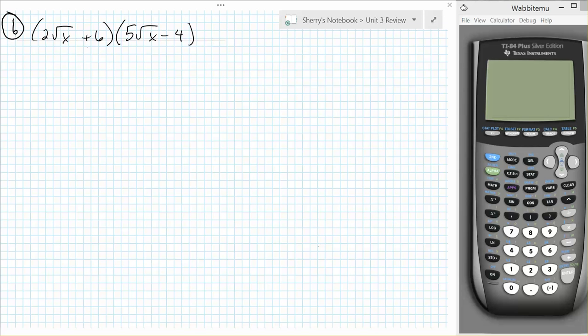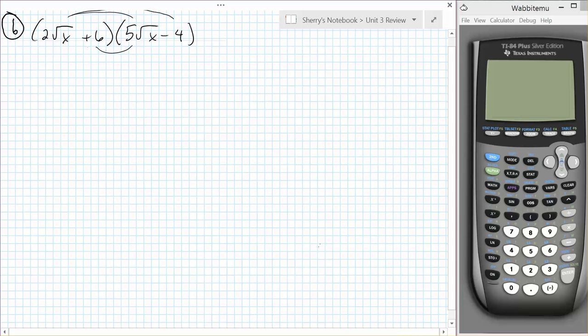Here we want to simplify the expression and write our final answer in simplified radical form. So for question number 6 here, notice we have a group that's being added times another group that's being subtracted. This should be a reminder that you want to use FOIL in this particular problem.